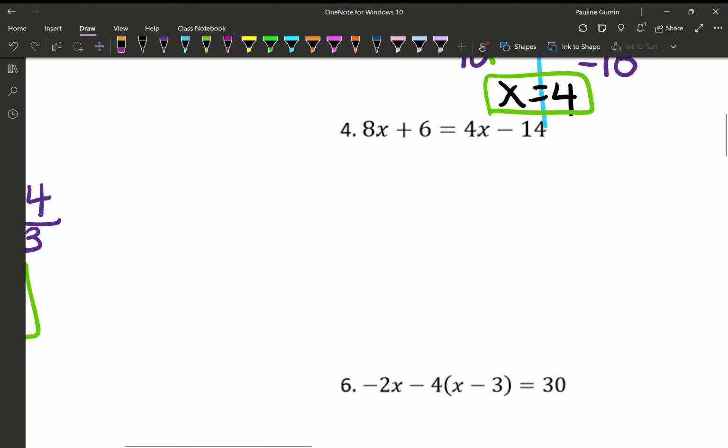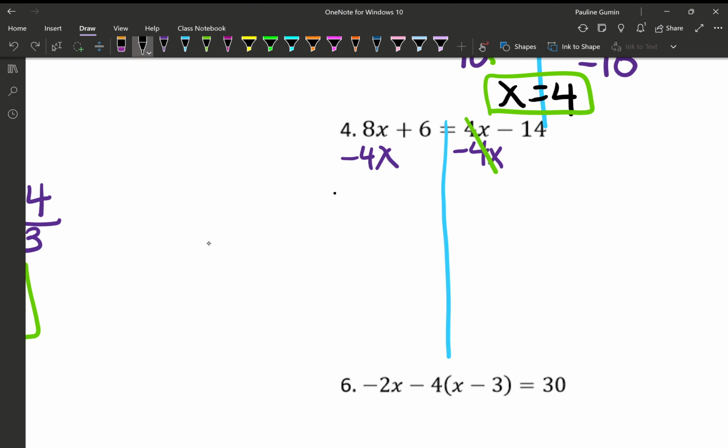All right, number 4. Now, number 4, one thing I noticed that's special here is that we have x's on both sides. My personal preference is to move the x's to the left, but it really doesn't matter how you start this problem. But, since I'm making the video, I'm going to start by subtracting 4x from both sides so I can get the x's by themselves.